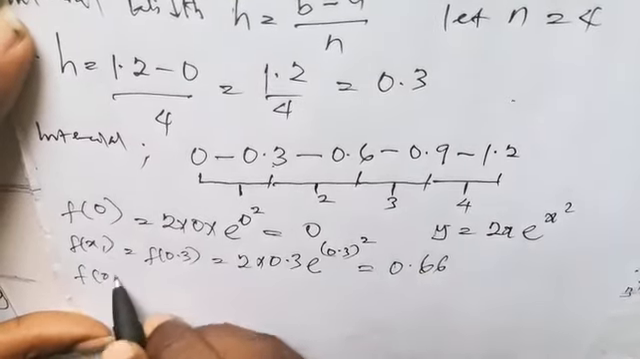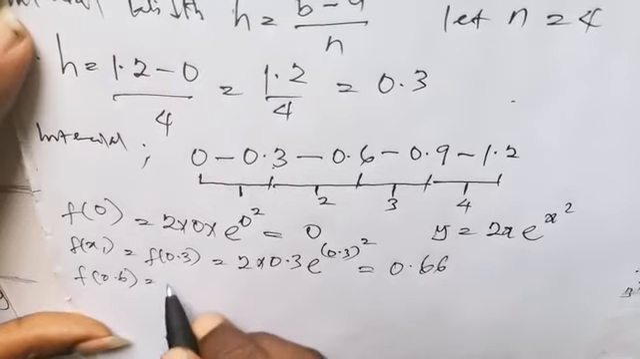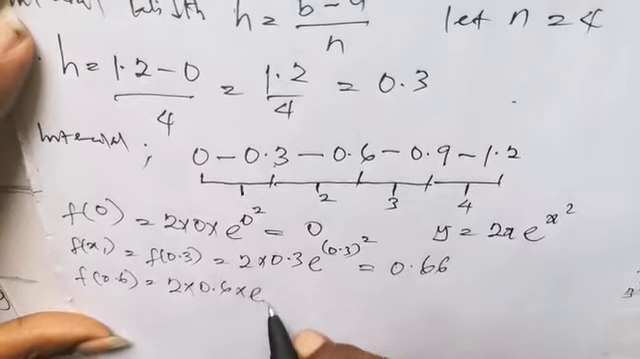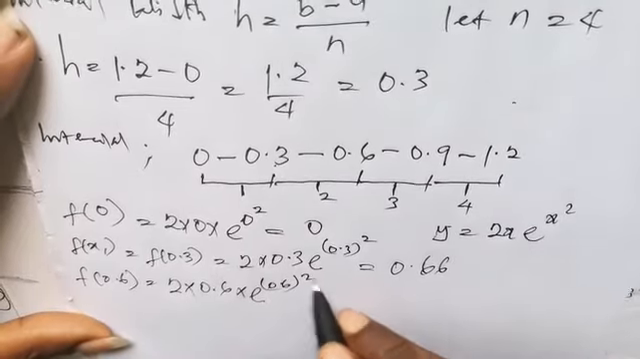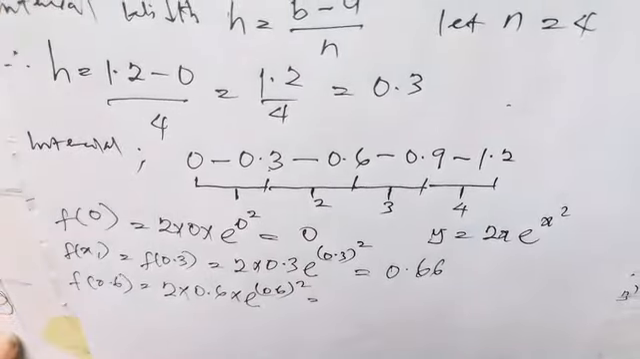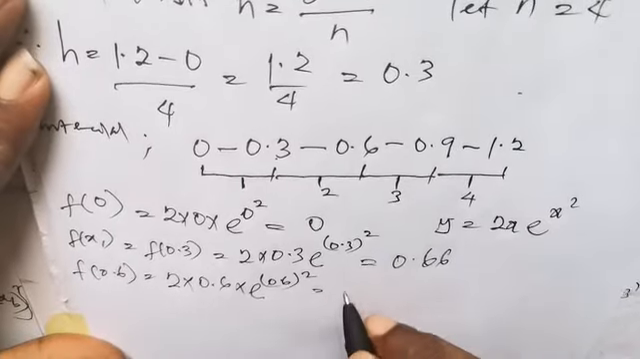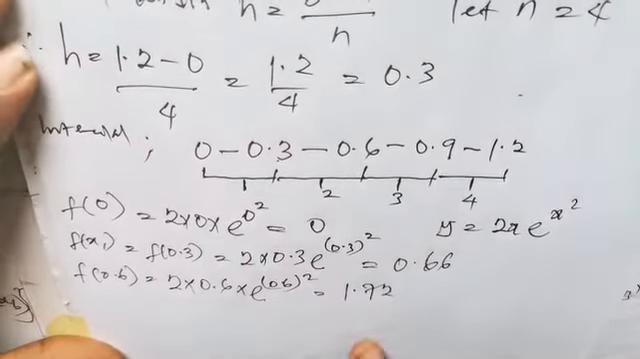It becomes f of 0.6, which is equal to 2x, where x is 0.6, times exponential of 0.6 all squared. So I'll punch everything in at once. Do well to confirm accuracy in calculation. So 0.6 squared, I'll find the exponential equivalent of that, multiply by 2, multiply by 0.6. This gives me approximately 1.72.